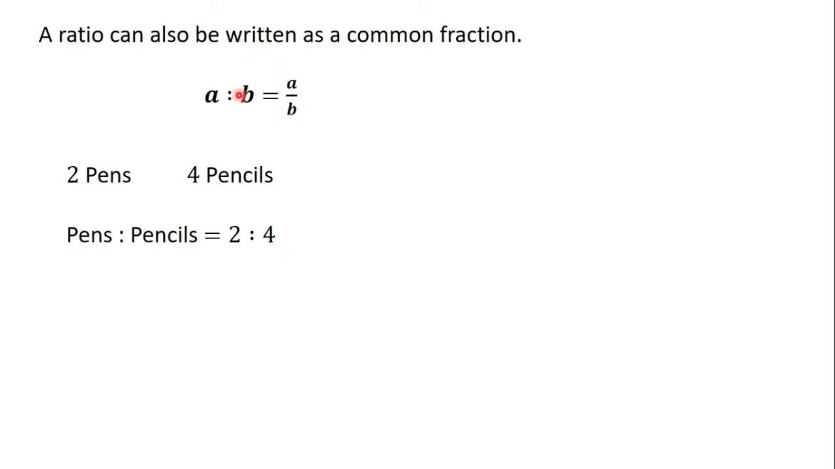We have seen that a ratio can be written as a common fraction. If we have A is to B, it can be written as A divided by B. So if we have 2:4, it can be written as 2 divided by 4. So the ratio of pens to pencils can be written as 2 divided by 4. We can see that 2 divided by 4 is a fraction that can be simplified further. 2 will cancel itself 1 and cancel 4 2. So we will have 1 divided by 2.